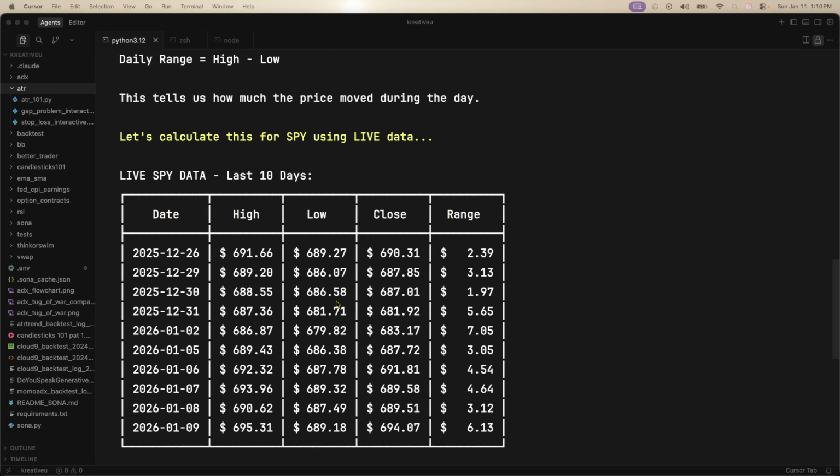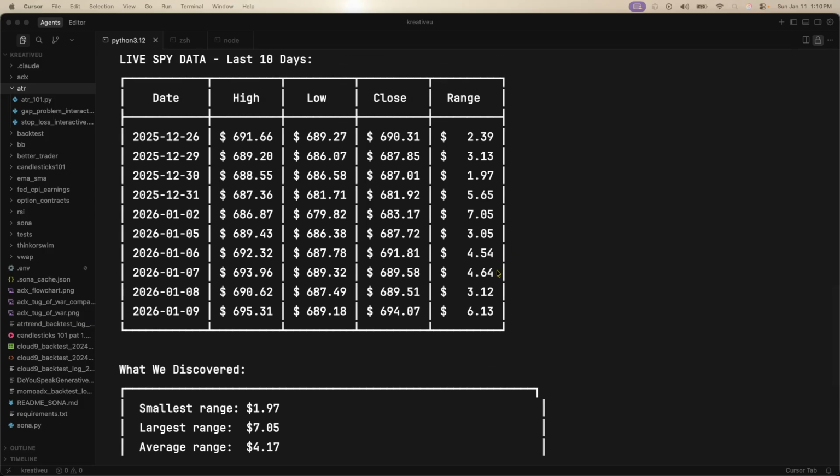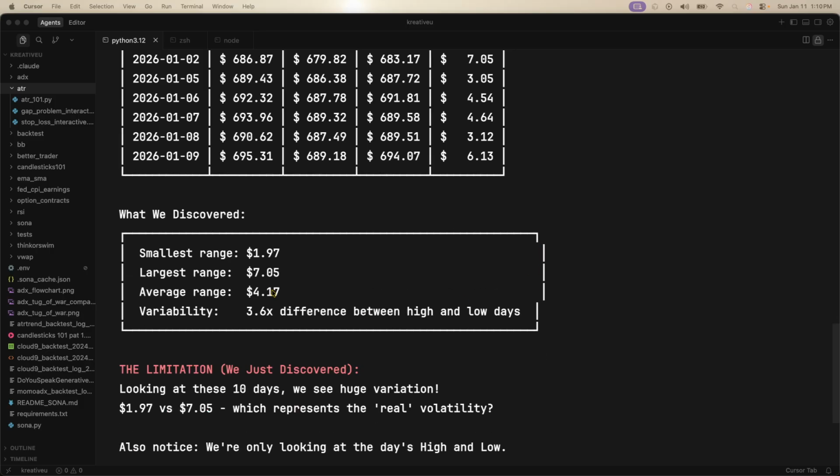Here are the past 10 days, and we're able to get the daily range. We take the high and subtract the low, and here's the range for the past 5 days. As you can see, the highest was about 7.05 and the lowest was 1.97. The highest came at the turn of the year, and the lowest came just before the year closed out. What we discovered: the smallest range was 1.97, the largest range was $7.05, the average range is 4.97, and the variability is 3.6 between the highs and the lows.